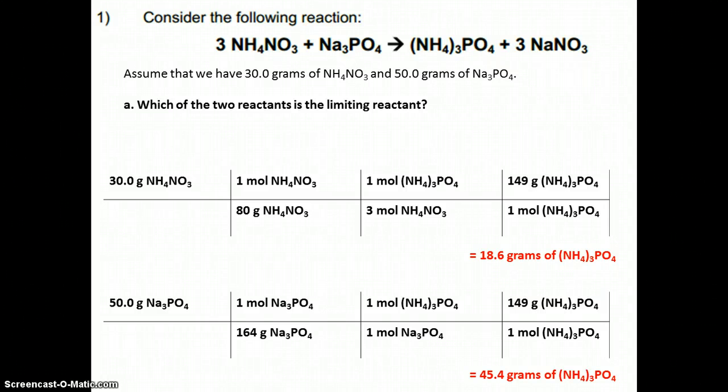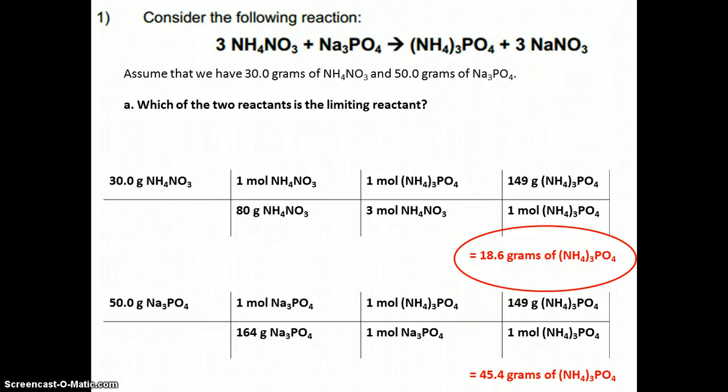Now, just a reminder, if you are super confused about the math that was just done here, you need to go back and review stoichiometry problems. Now, which one of these reactants gave us the lesser amount of product? That would be ammonium nitrate. So ammonium nitrate is the limiting reactant in this problem.